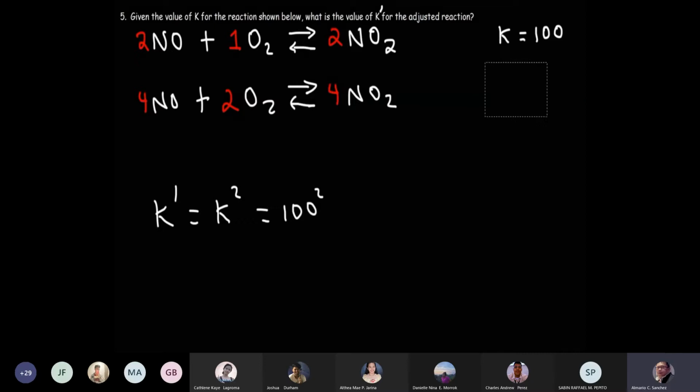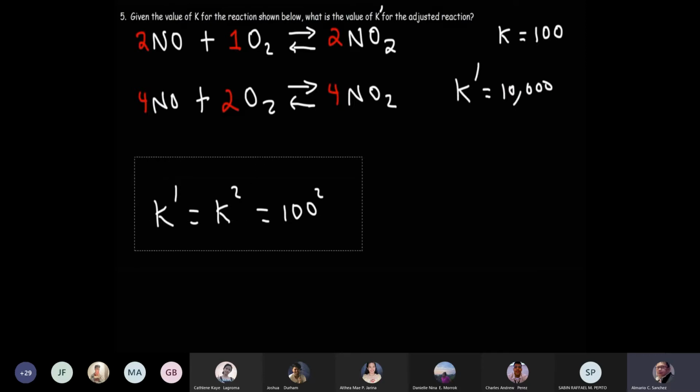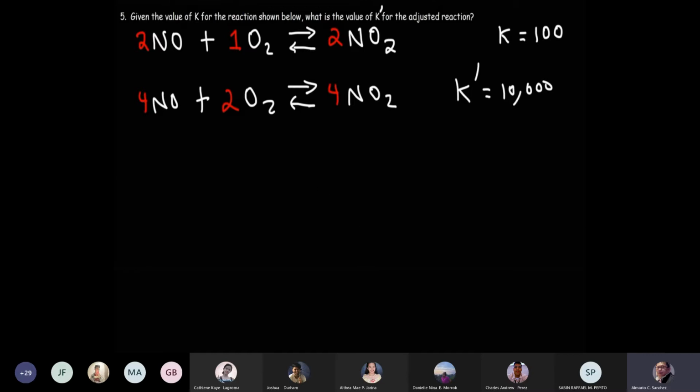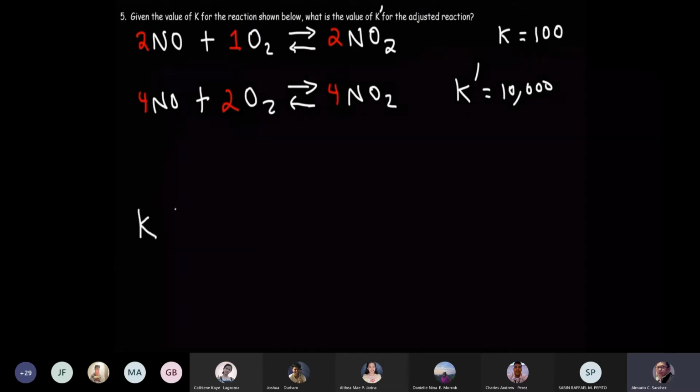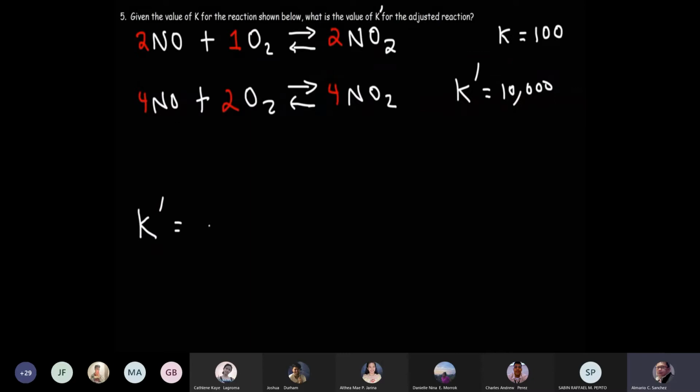So that's going to be the new value of K for this adjusted reaction. Now, if you're wondering why K prime is equal to K squared, here's the reason. So let's get the equilibrium expression for the adjusted reaction. So that's associated with K prime, and it's going to be products over reactants. So we have NO2 on top, NO and O2 on the bottom. And then the coefficients become exponents.